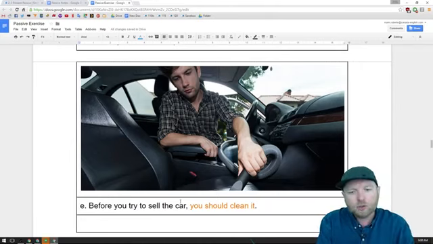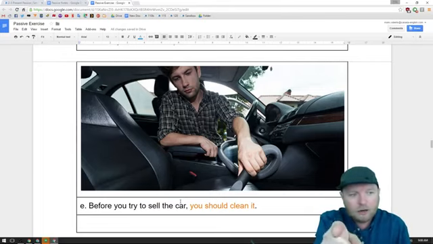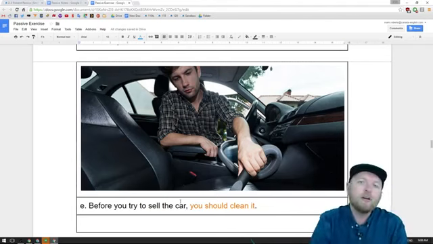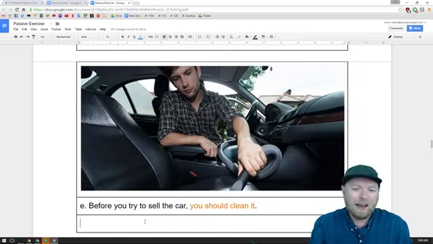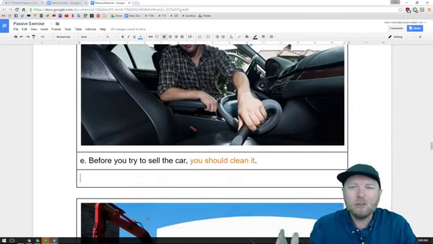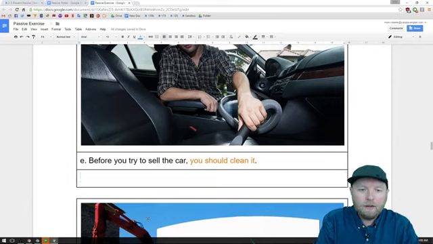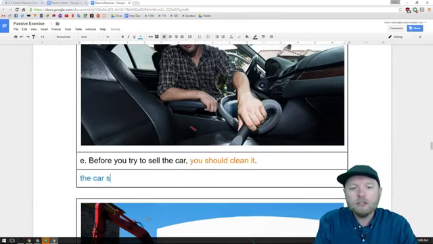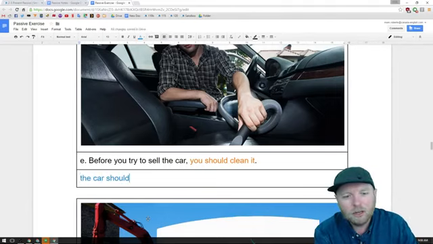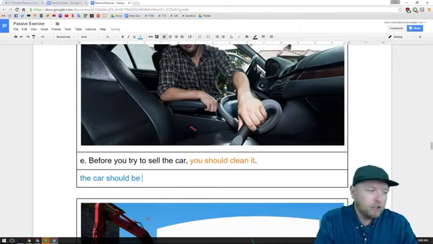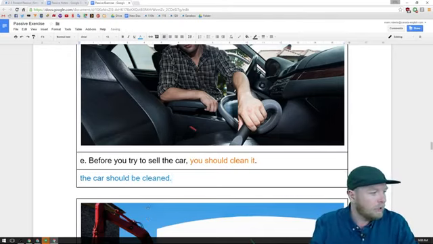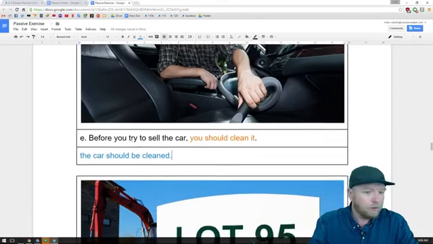Before you try to sell the car, of course you should clean it. It's your car. So we don't need passive. I don't care who cleans it. It's not important, right? The car should. How do we use passive with should? Well, should is a modal, so we just use be. Remember, two things. Be, past participle. Should be cleaned. Yes, Erdogan, good job. Let's do one more.